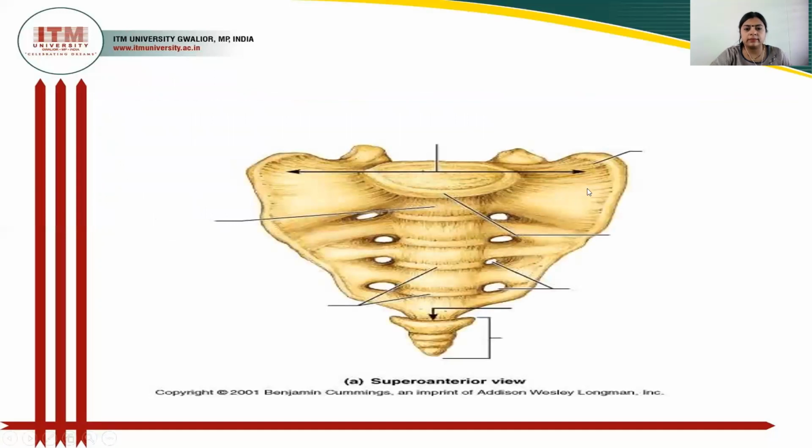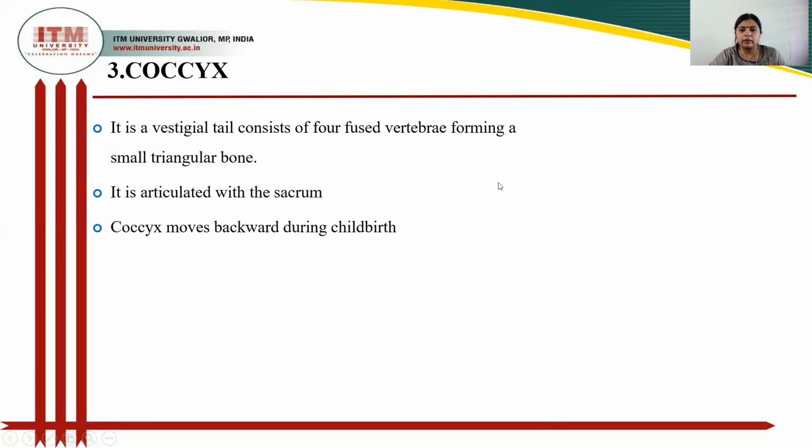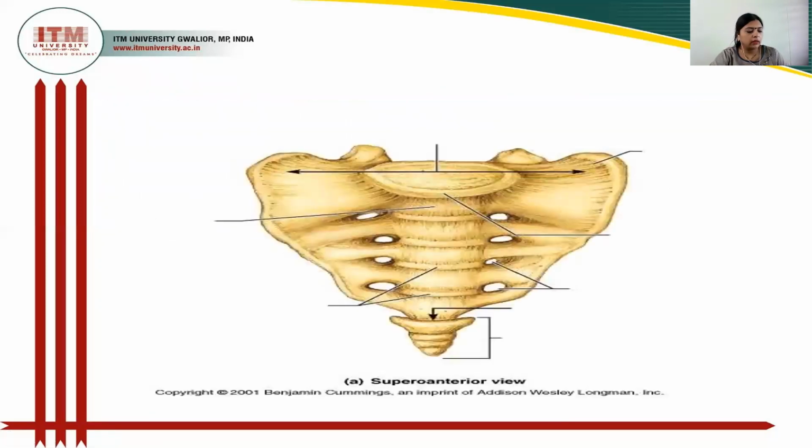You can see this sacrum, the fusion of 5 bones, a wedge shape or triangular bone. The front, this upper part, is the sacral promontory. This is the concave part, the sacral hollow. This is the ala or the wing part.